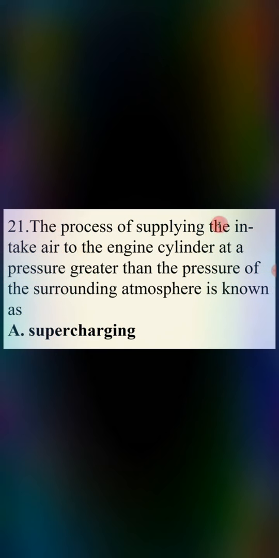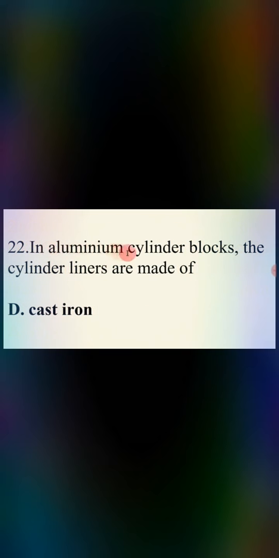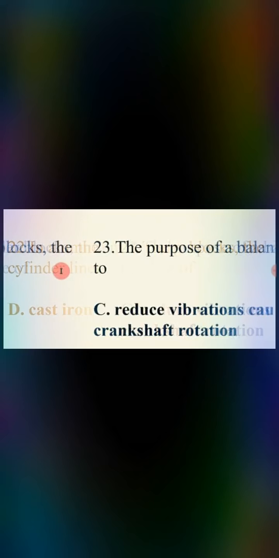The process of supplying the intake air to the engine cylinder at a pressure greater than the pressure of the surrounding atmosphere is known as supercharging. So when the pressure is greater than the pressure of the surrounding, at that time supercharging is done while supplying the intake air to the engine cylinder. In aluminum cylinder block, the cylinder liners are made of cast iron.